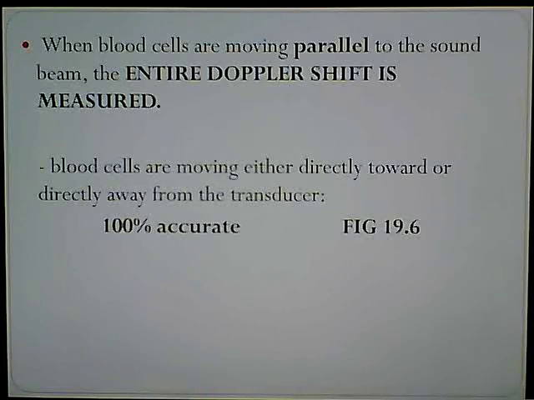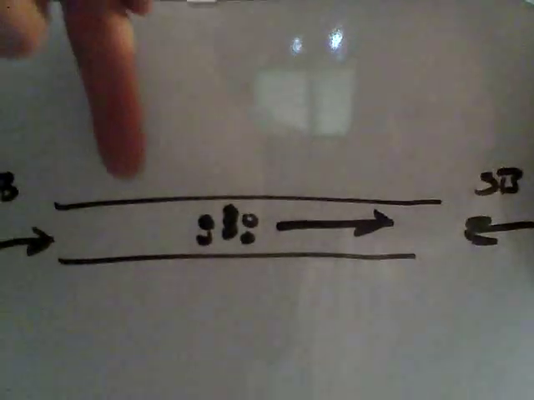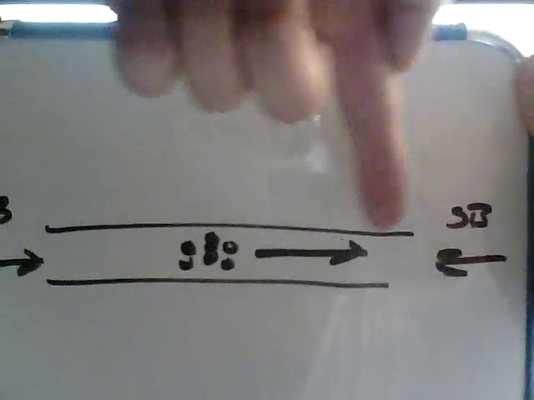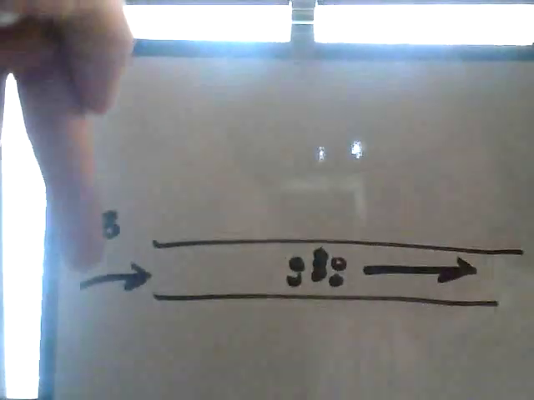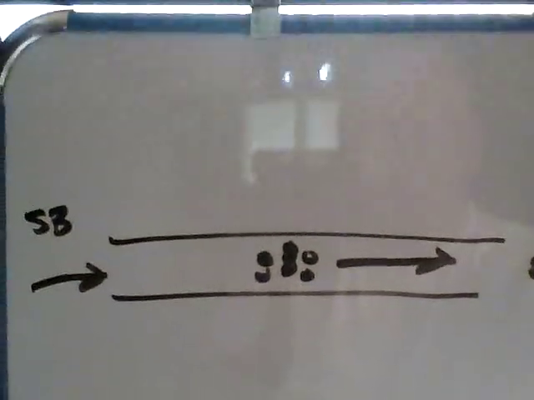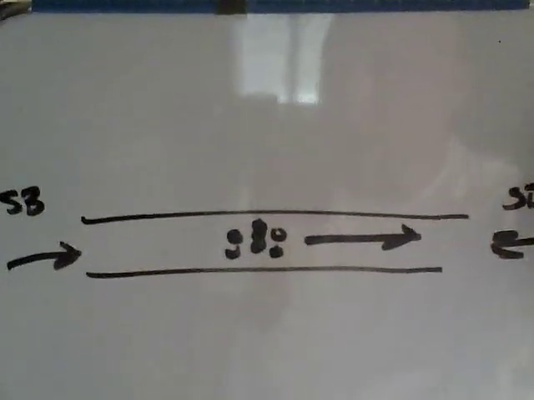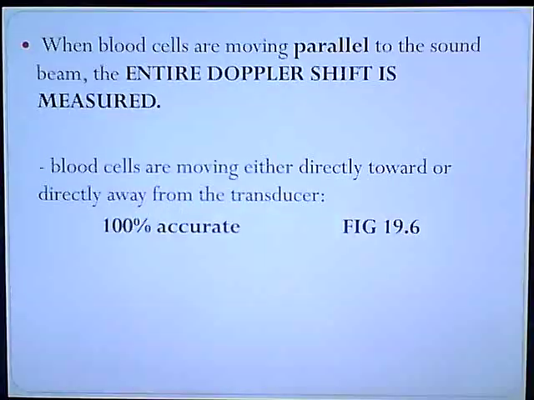And all that is saying is, if this is my sound beam, and I'm going to draw a little example here, whichever way I might be pointing it, and these are little red blood cells traveling, this is parallel. So if I have my blood cells traveling this way, my sound beam either strikes them and they're going towards it, or my sound beam strikes them and the red blood cells are going away. That is correct. Parallel. Everything is accounted for. And it is also 100% accurate.